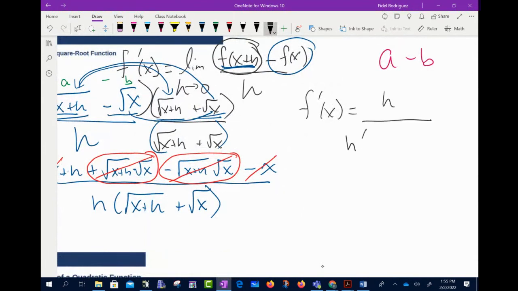Now on the bottom, I have an h, a square root of x plus h, and a square root of x. Oops, I forgot something right here, y'all. Let me fix this.